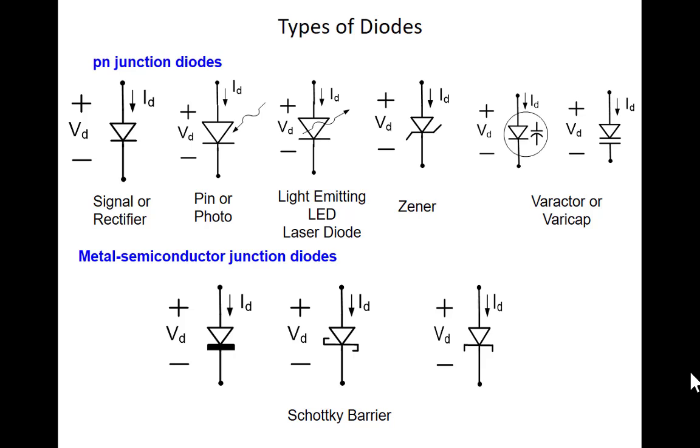Varactors or varicaps. The depletion region thickness of a diode changes with the amount of reverse bias on it. It even changes a little bit under forward bias, but certainly under reverse bias it changes a lot. If you have a depletion region separated by 2 conductors, we have what? A capacitor. And if you change the voltage across the capacitor, you change the capacitance. So a lot of electronic circuits are tuned by changing the DC voltage across a diode. Diodes that are designed to operate that way are called varactor diodes or varicaps.